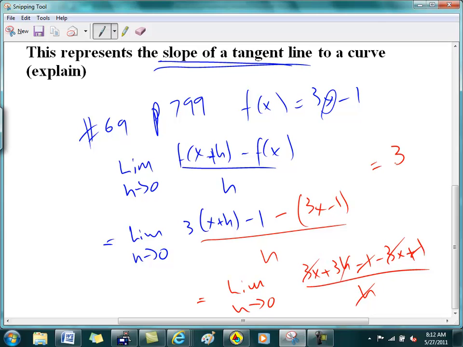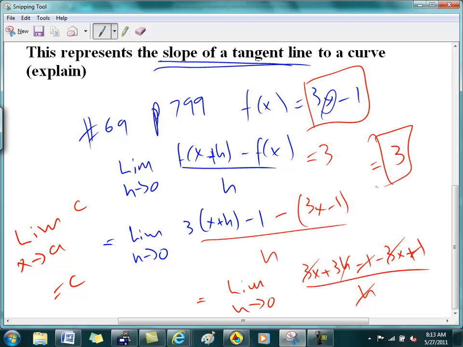One of the properties we learned yesterday is that the limit as x goes to a of a constant c is c. That's one of the properties you are supposed to have copied from the text yesterday. So this limit becomes 3. Now what does this limit indicate physically? The slope of the tangent line. What's the slope of this line? 3. Wow, is that a surprise or what? The line itself is a tangent to itself.